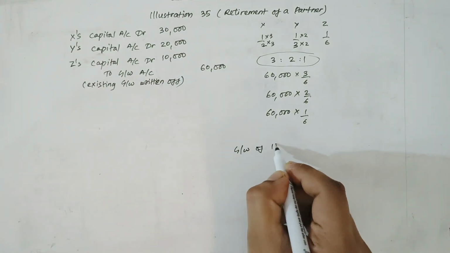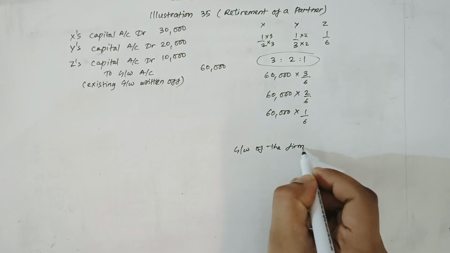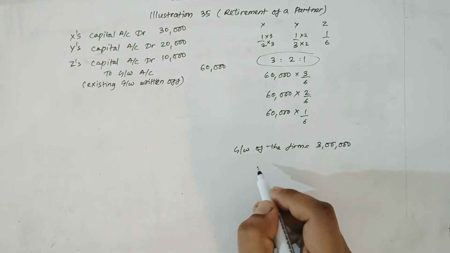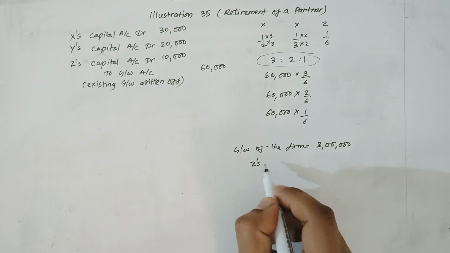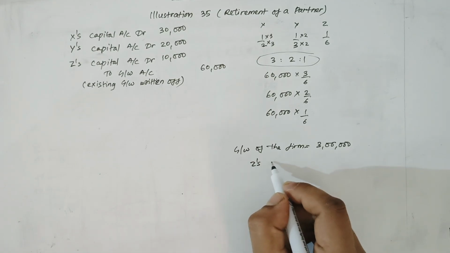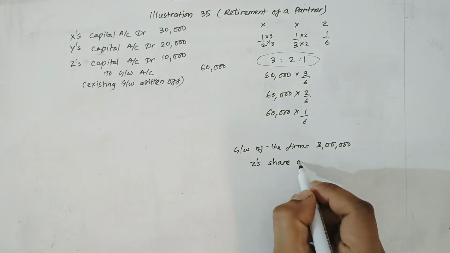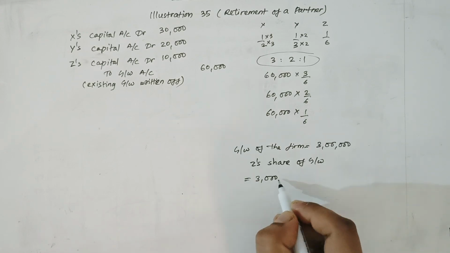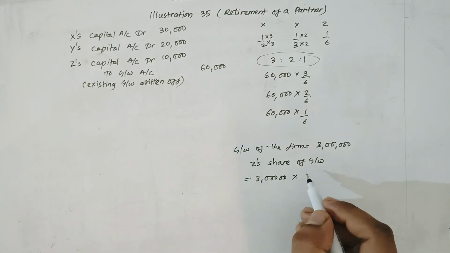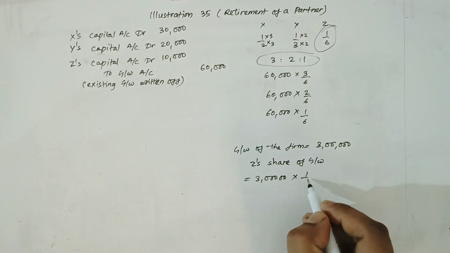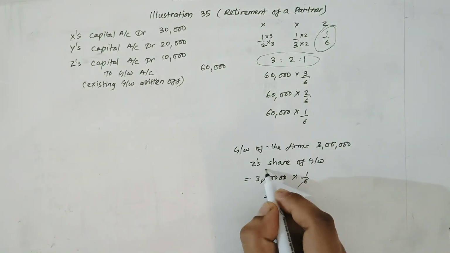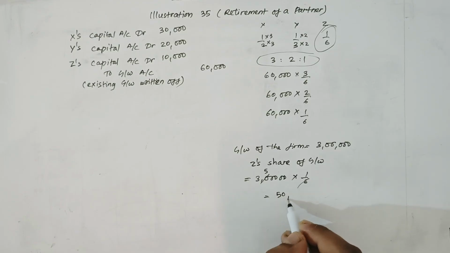Next, the goodwill of the firm is given. Goodwill of the firm is 3 lakh. We have to find Z's share of goodwill. Z is retiring. So Z's share of goodwill is 3 lakh into his share. Z's share is 1 by 6. It will be 50,000.